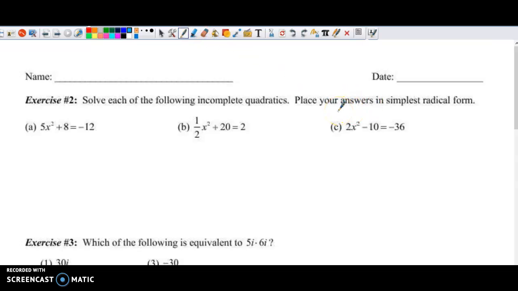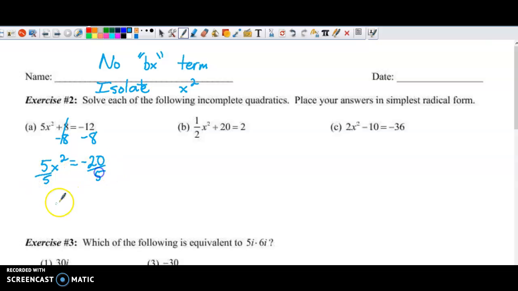So we go through that process so we can answer a few questions like this. So these ones, notice there is no bx term. And when there's no bx term, you can just get the square by itself. I've used the phrase isolate x squared, and that's exactly what you're going to see me do in this problem. So subtract 8 over, and you're at 5x squared is equal to negative 20. When you divide both sides by 5, you get x squared is equal to negative 4.